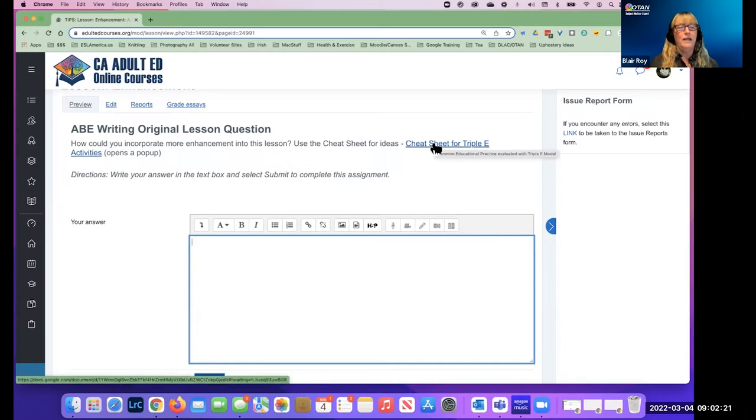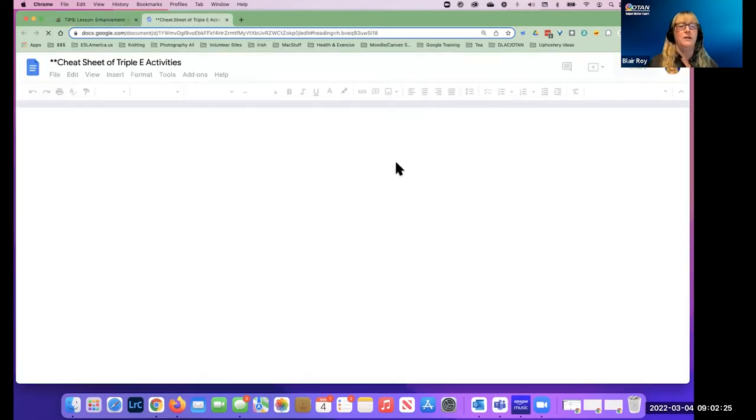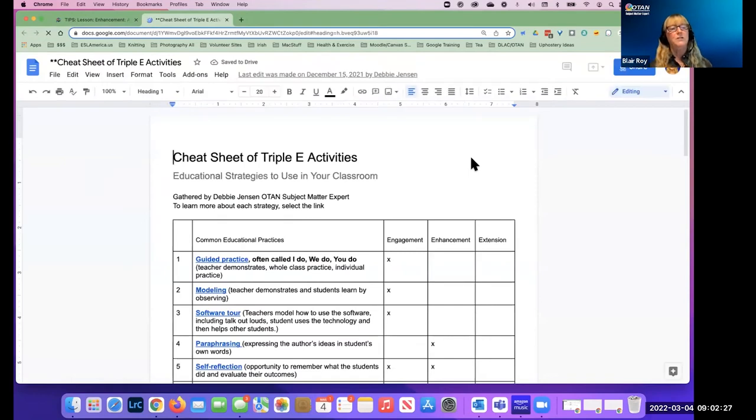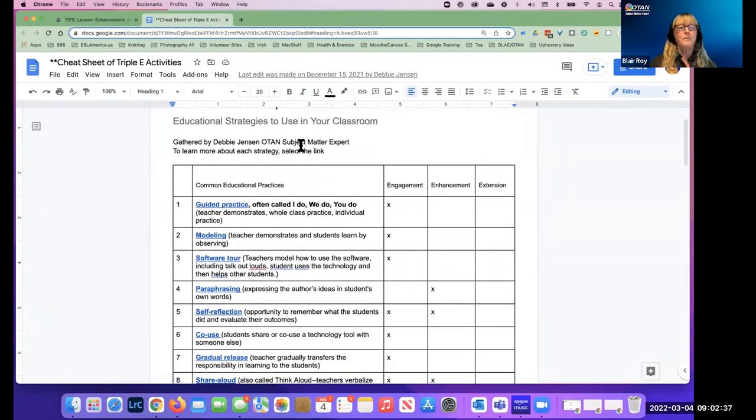I'm going to go ahead and show you the cheat sheet right now, and then we'll have an opportunity to download it later if anybody's interested. So the cheat sheet was put together by Debbie Jensen, but developed by everyone in the course. Well, Debbie did 99% of the work. Let's give Debbie the kudos, okay?